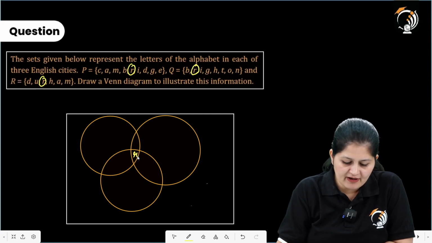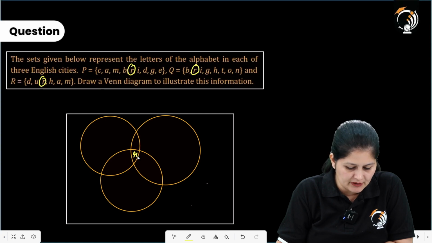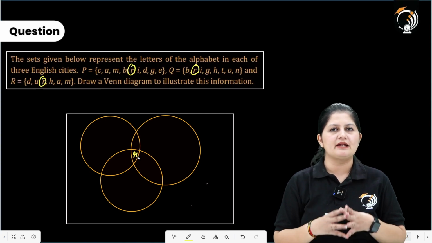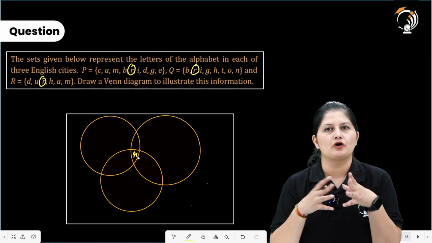Further, I isn't common in all three of them. D isn't common in all three of them. G is not common. E is not common. So there is only one element that is common in all three of them.